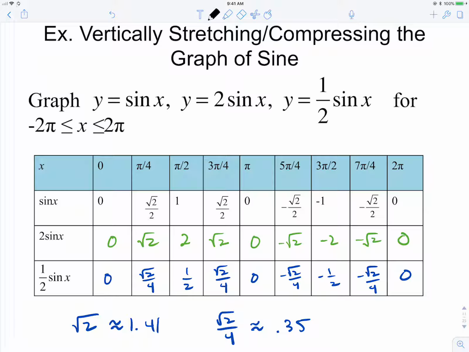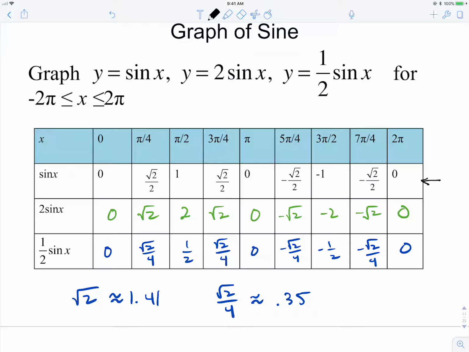Okay, so we left off on vertically stretching and compressing the graph of sine. If we fill in the table, the first row has all of the values for sine, and then the next row is when we multiply the parent function y equals sine x by 2. So we're multiplying all of the y values from sine by 2. And then the third row is 1/2 sine of x, where we're multiplying all the y values of the parent function by 1/2. And then we have the decimal approximation of root 2 over 4 to help us with graphing.